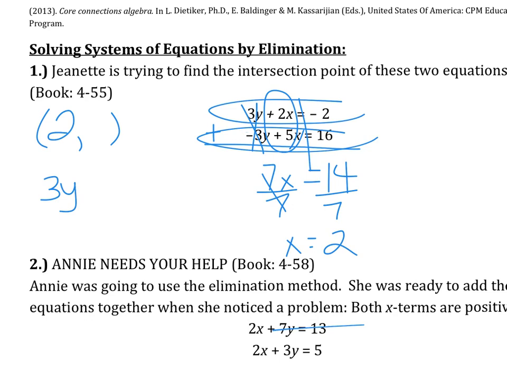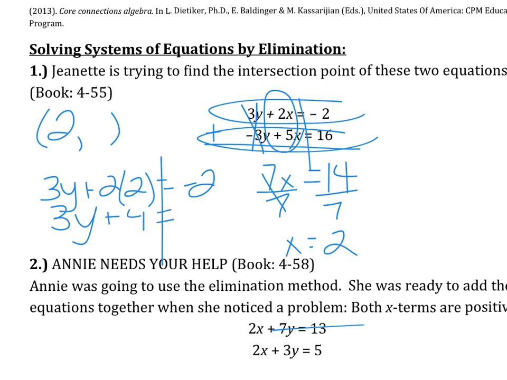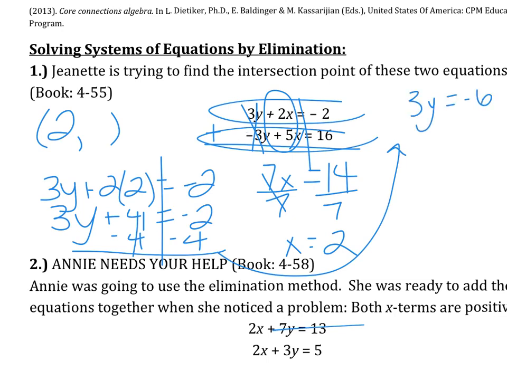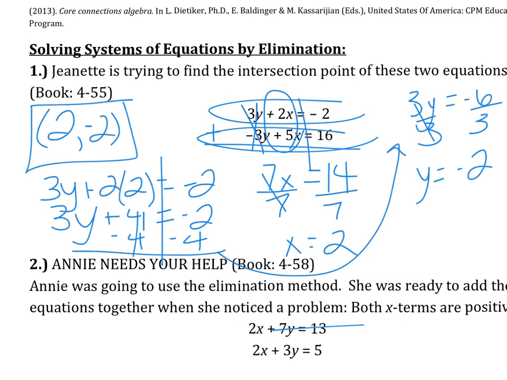So I'm going to have 3y plus 2, now instead of times x, times 2 equals negative 2. And we are going to solve. So we get 3y plus 4 equals negative 2. We'll have to subtract the 4 from both sides. And I've run out of space, so I'm just going to bring it up over here. So we have 3y now equals negative 6, and we'll divide both sides by 3. So we'll get y equals negative 2. So our ordered pair is going to be 2, negative 2.